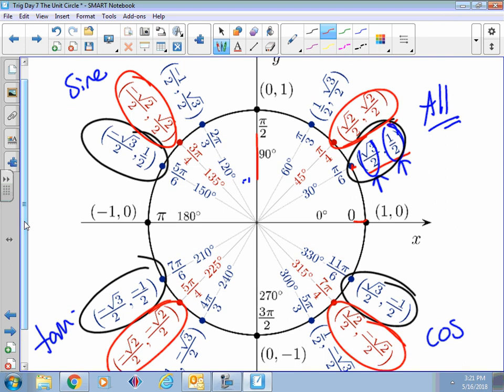So I hope that was helpful for you. I will look at a lot more of the unit circle on Trig Day 8.